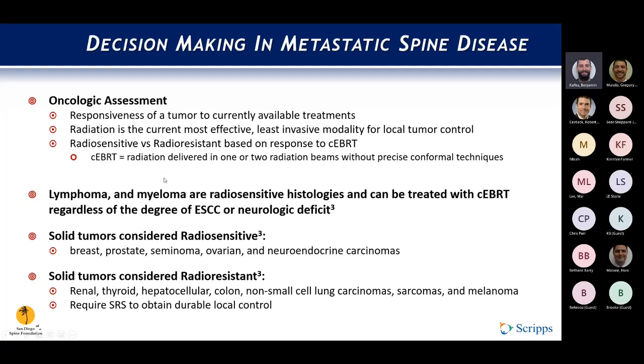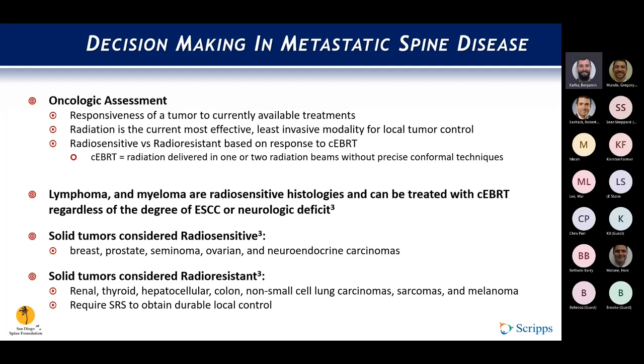And since radiation is the current most effective and least invasive modality for local tumor control, the oncologic assessment is largely based on that. The authors of the NOMS framework looked at multiple studies on local control and neurologic recovery rates after radiation, and that's where they assigned things as radiosensitive or radioresistant. The baseline they use is conventional external beam radiotherapy.